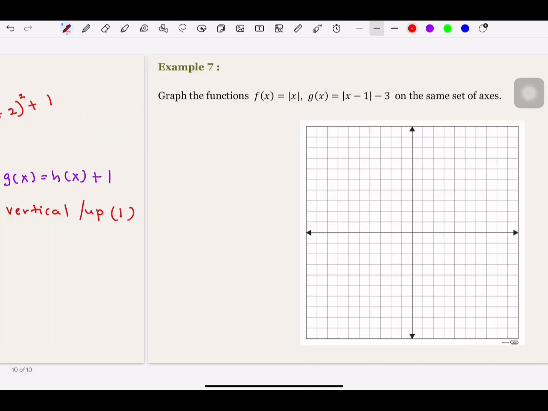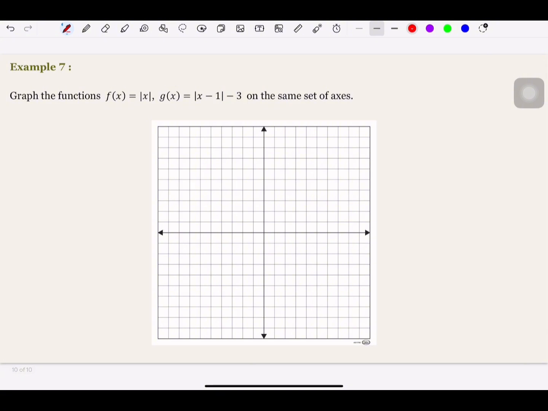Okay, the final example, example number 7. So here, let's try to sketch this g of x over here. Again, this is a very complicated function. To sketch this, let's start with this parent function, f of x equals modulus x. Okay, so I'm going to sketch that function first.